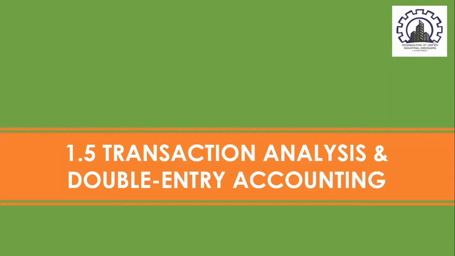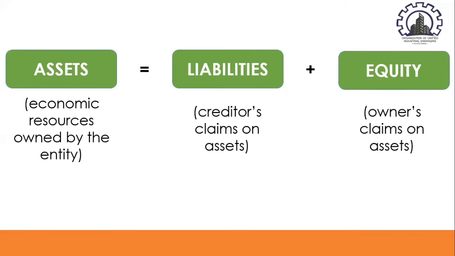Now, the accounting equation is expressed as assets equals liabilities plus owner's equity. Assets are those economic resources owned by the business. Liabilities are creditors' claims on assets, so this refers to your debts. And equity, these are the owner's claims on assets.